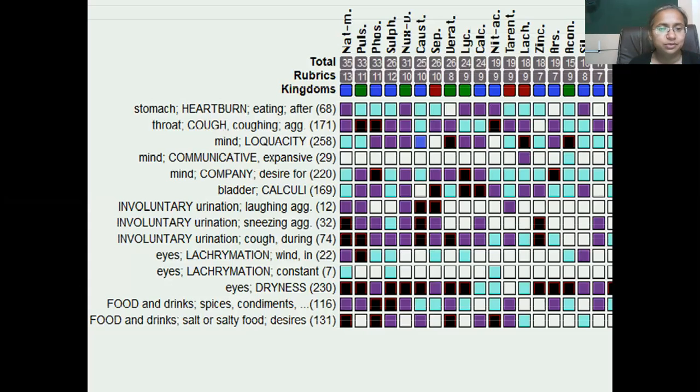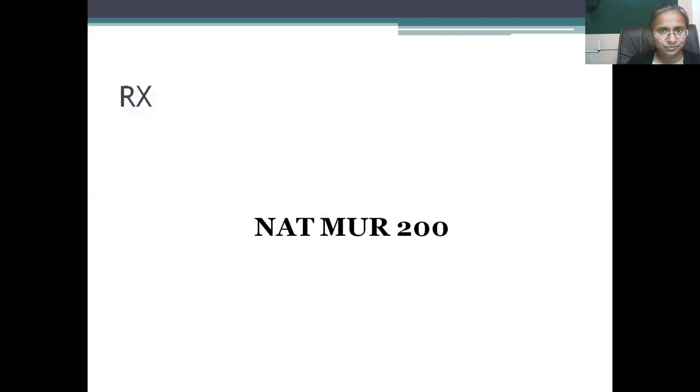And this is my repertory chart. So see, one remedy which is covering everything through and through is natrum mur. And natrum mur is one remedy which is known for fluid imbalance. It has a lot of dryness symptoms and also a lot of secretive symptoms where there are profuse secretions. So I gave natrum mur 200.